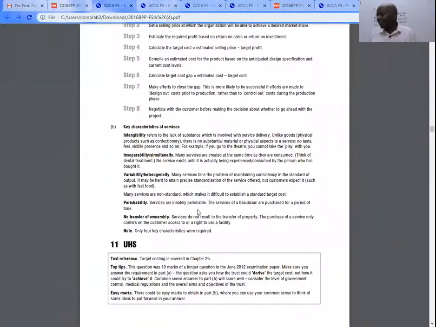Perishability, services are innately perishable. The services of a beautician are purchased for a period of time. Even the teacher's contract today will be ending at exactly 10, so it's perishable. I can't stay with you here forever. No transfer of ownership. Services do not result in the transfer of property. The purchase of a service only confers on the customer access to a right to use a facility. So, ladies and gentlemen, I hope that is okay.